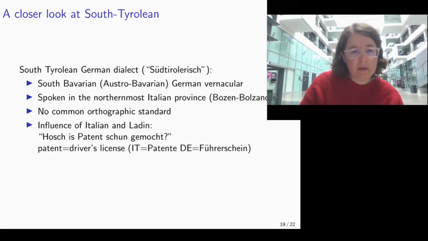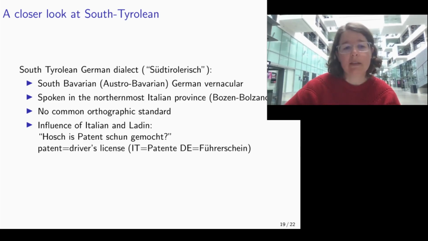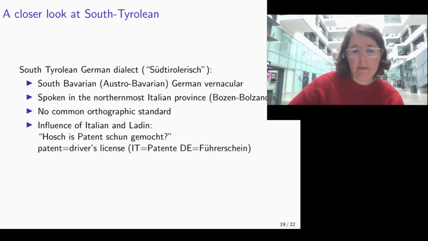In fact, it's spoken by a minority in the northernmost Italian province of Bozen-Bolzano. As this is a dialect, it has no common orthographic standard, and in addition, it's from a diglossic environment, highly influenced by Italian and Latin. For instance, in this example, we see a word that is actually used from the Italian patente, which is used in this example sentence, "Hast du das Patent schon gemacht?" Asking whether someone has already obtained the driver's license.